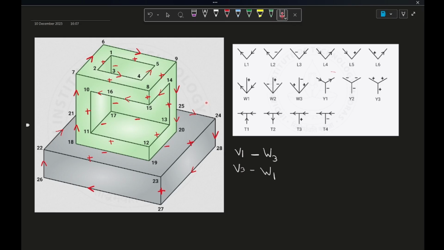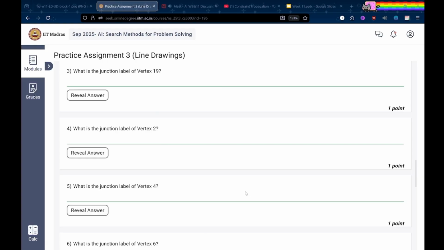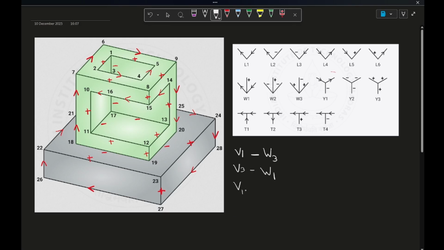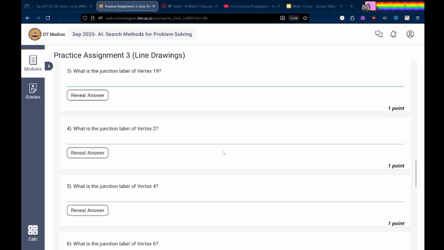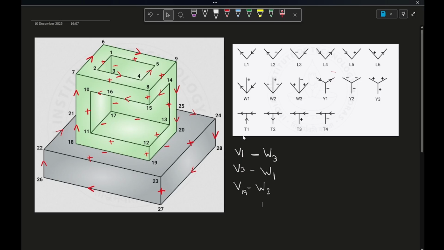Then vertex 19. Vertex 19 is right here. Right, we did not mark this edge. Okay, let's see. So this is a positive edge, so it must be positive. Minus, negative minus, plus minus, negative. W2. Now I think we nailed that logic, right? W19 is W2. Cool.